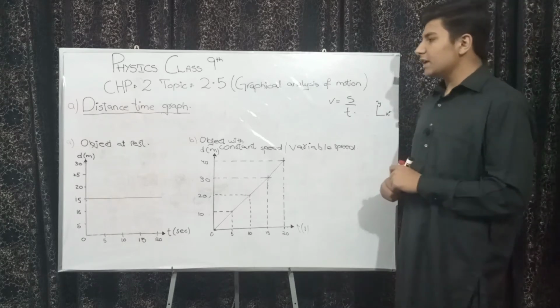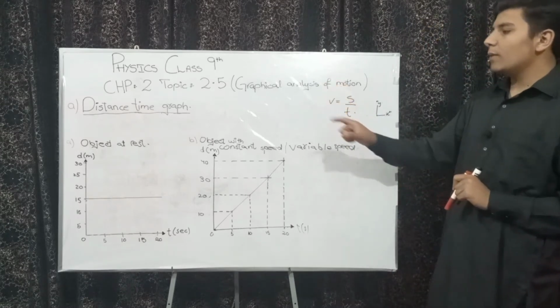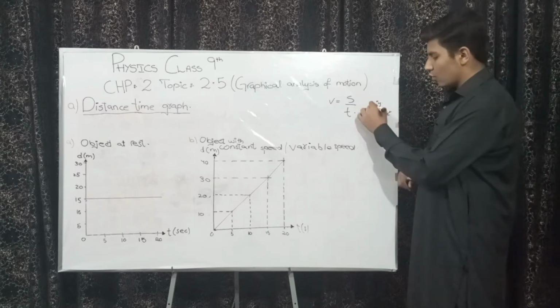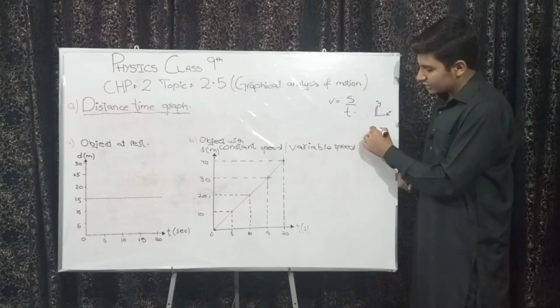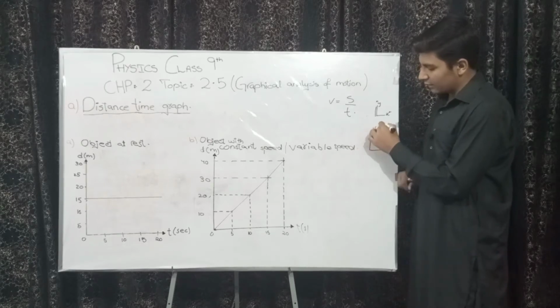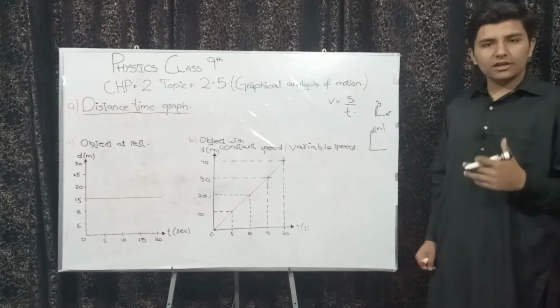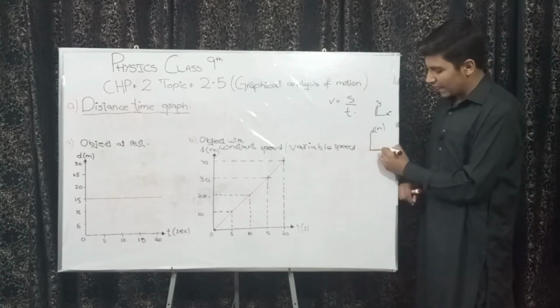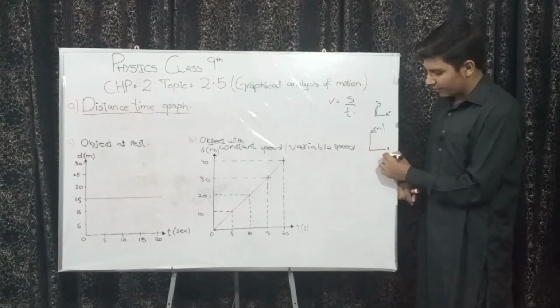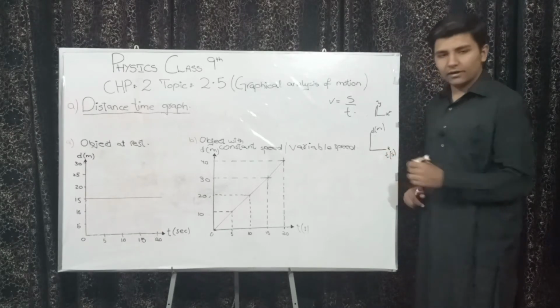So the thing is that distance will be shown on the vertical axis. It means if this is a graph, distance will be shown up here. It will be in meters. Meters is the SI unit of distance. And on the horizontal axis, meaning on the x-axis, we'll be having time, whose SI unit is second.